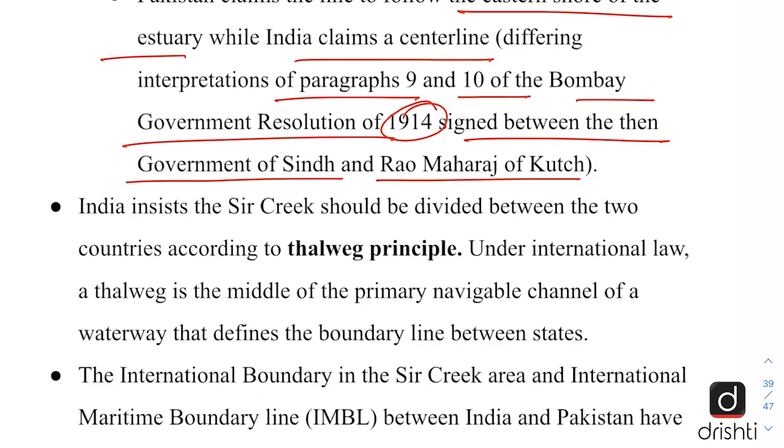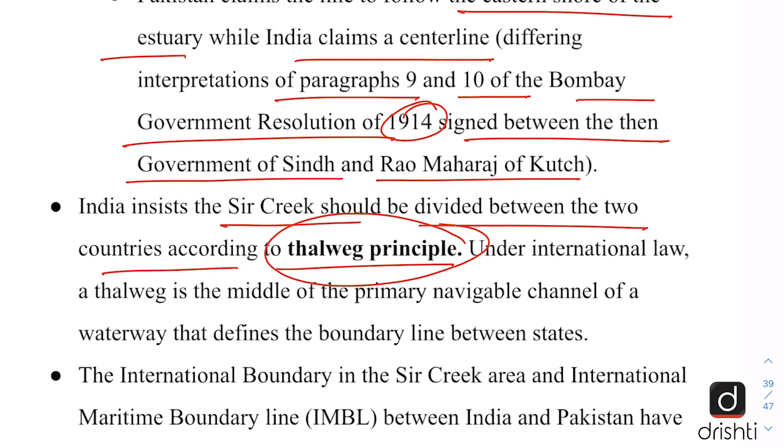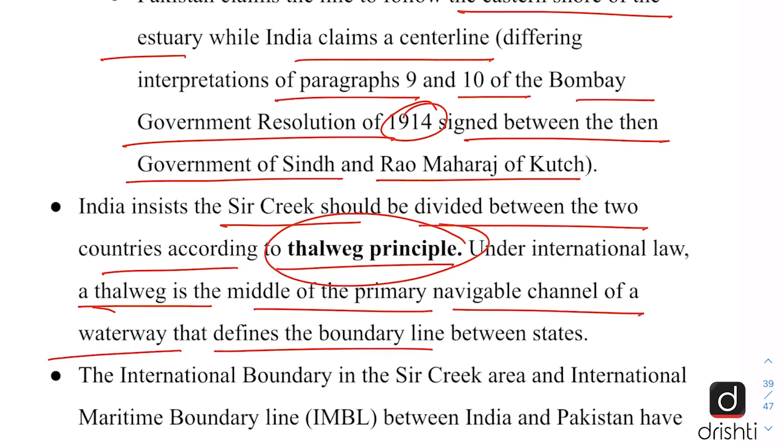And India's position on this dispute is that Sir Creek should be divided between the two countries according to the Thalweg principle. And what is this Thalweg principle? So under international law, a Thalweg is the middle of the primary navigable channel of a waterway that defines the boundary line between two states.